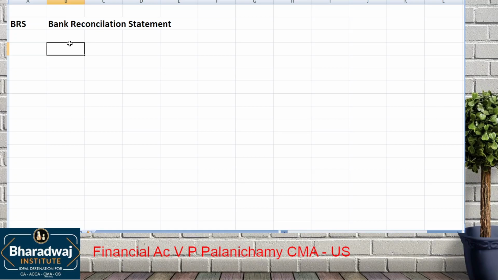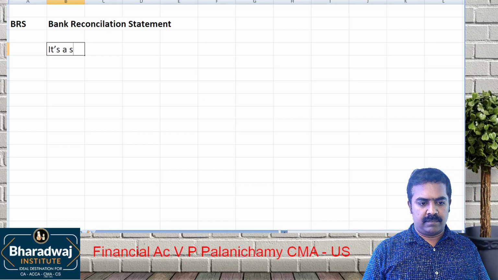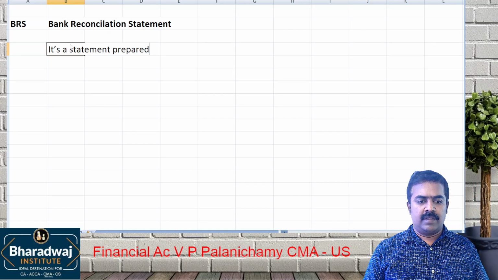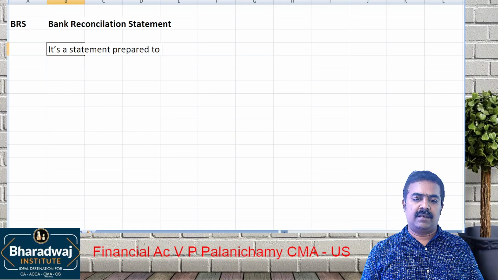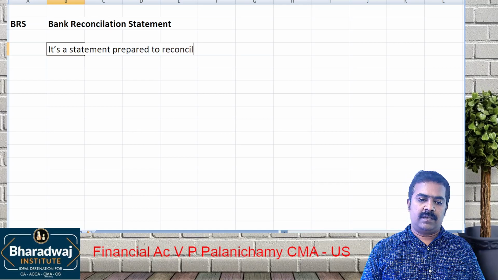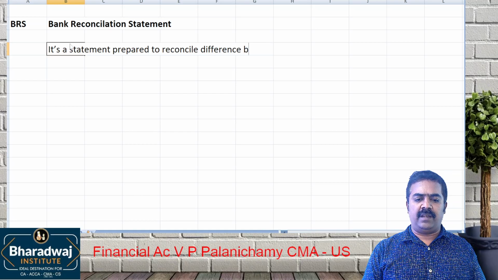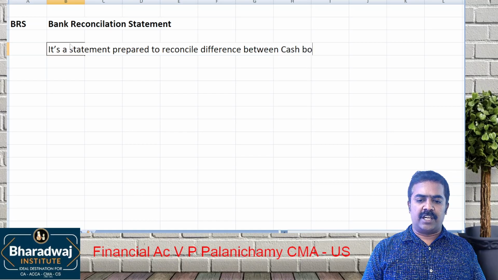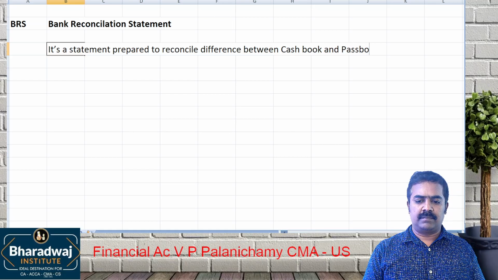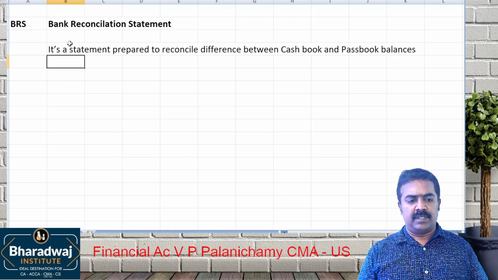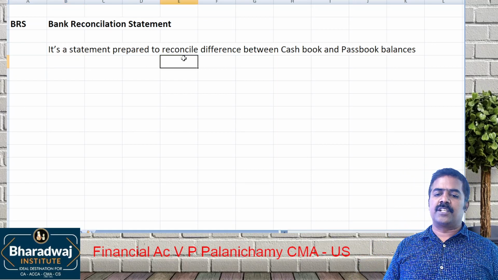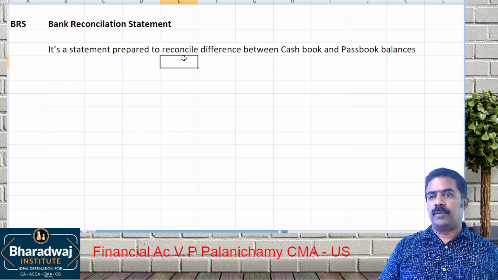It is a statement prepared to rectify or reconcile the difference between cash book and passbook. It is a statement prepared to reconcile the difference between which one? Cash book and which book? Passbook balances.